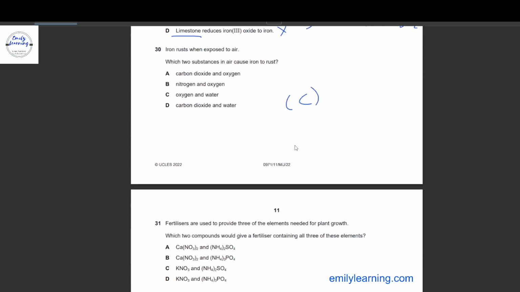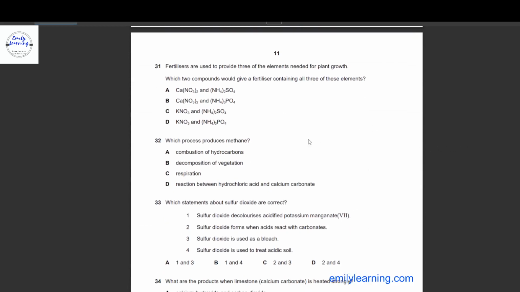Okay, moving to question 31. Fertilizers are used to provide 3 elements needed for growth. So these 3 elements are NPK, nitrogen, phosphorus, and potassium. So which 2 compounds would give fertilizer containing all 3 elements? So basically, we need the 2 compounds to contain N, P, and K. So for A, you have N, you have no P, you have no K, so out. For B, you have N, you have P, but you have no K, out. For C, you have K, N, N, but no P, so it's out. For D, you have K, N, and P, so the answer is D.